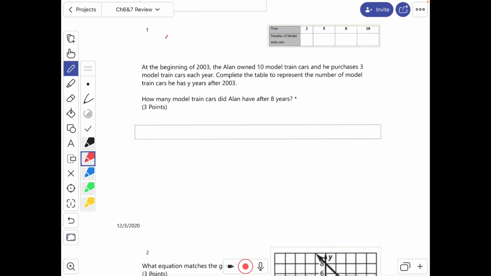Okay, so in 2003, he had 10. And then he's going to purchase 3 more every year after that. So in 2004, he's going to buy 3 more. That makes 13. Well, 2004 would be 1 year after that. We're looking for 3 years, 5 years, even 8 years. So let's get an equation.